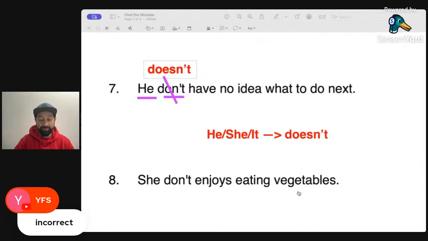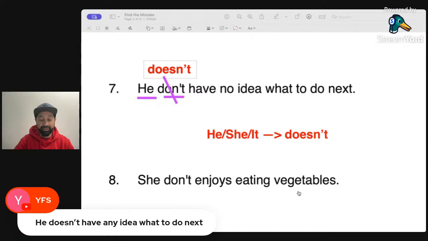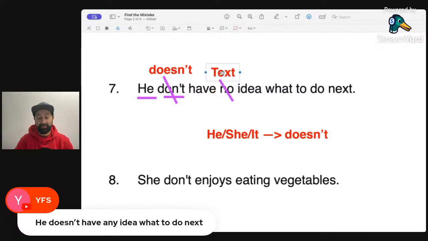And there you go, YFS. You've actually included another mistake. He doesn't have any idea what to do next. Perfect. So he doesn't have no idea is also incorrect. This word must change. Whenever we have a negative sentence, we will always use the word any, not no. He doesn't have any idea what to do next.